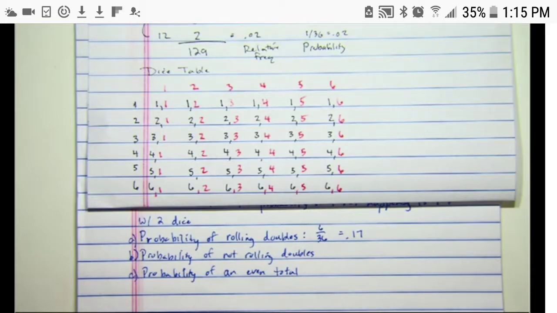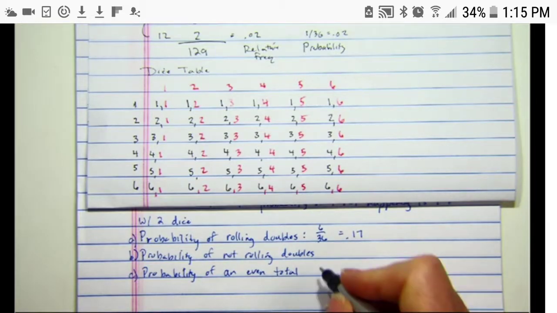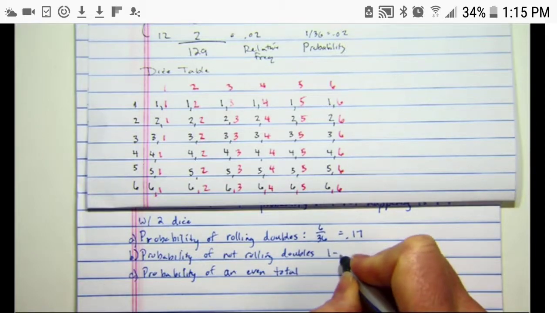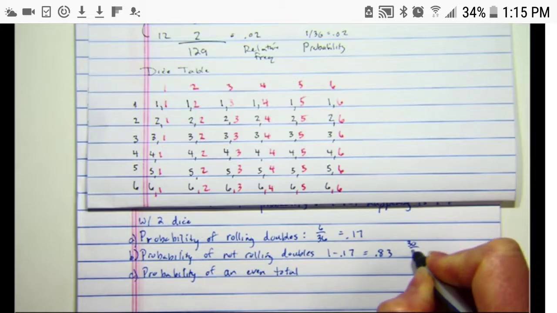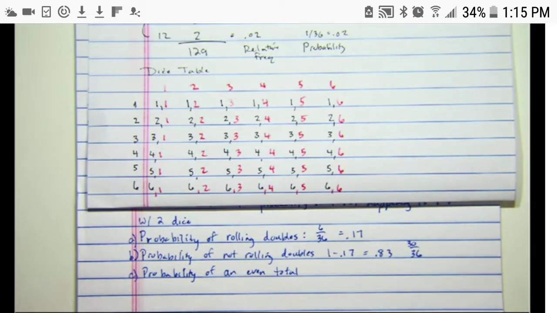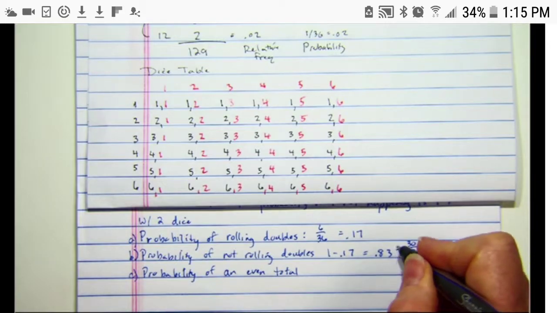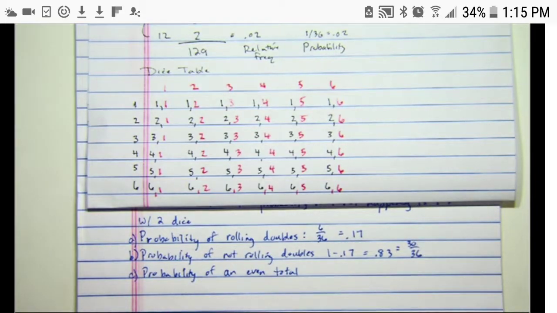And that means you could calculate the probability of not rolling doubles as the other 30 options. So 30 out of 36. Or you could say 1 minus 0.17. Either way, you should get the same thing. So 30 out of 36 or 1 minus 0.17. They should both be equal to the probability of not rolling doubles. So you're just counting how many of those options in the table are not doubles.